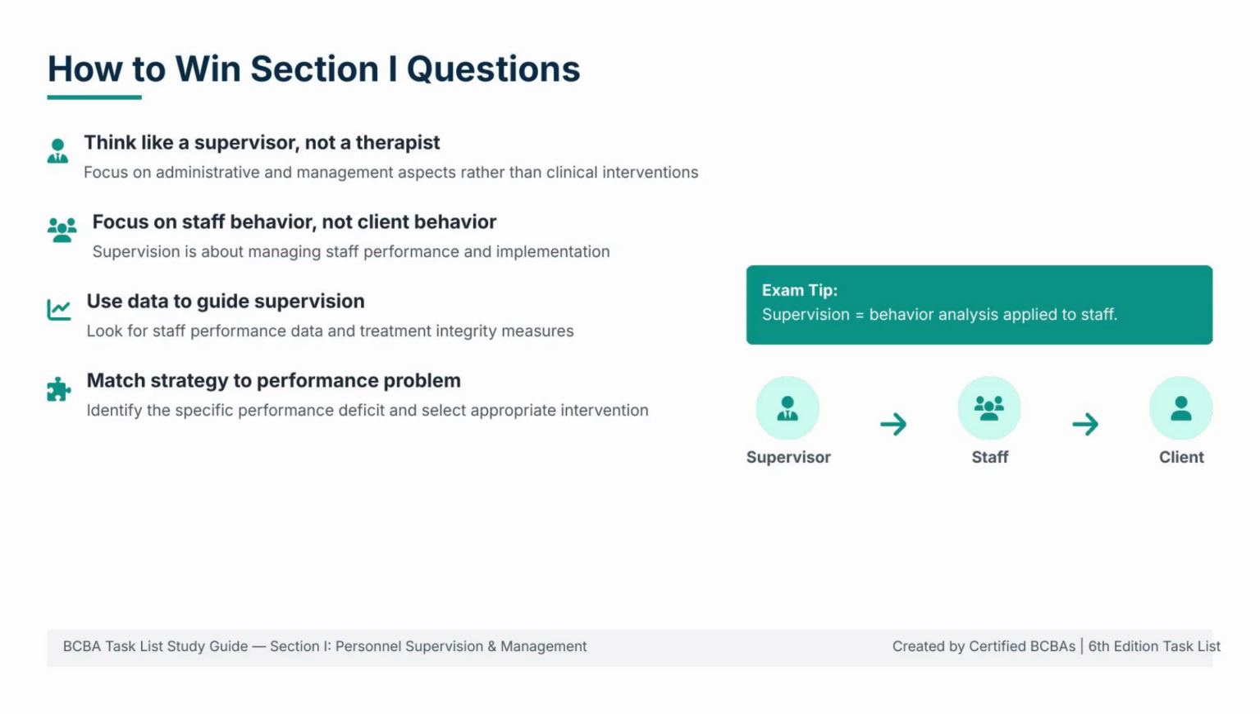To win Section 1 questions, the first rule is to think like a supervisor, not a therapist. These questions are not about treating client behavior directly. They're about managing staff performance and implementation. Always focus on staff behavior. Use data to guide supervision and match your strategy to the specific performance problem. On the exam, supervision is simply behavior analysis applied to staff.